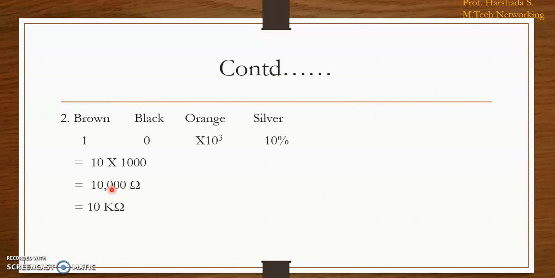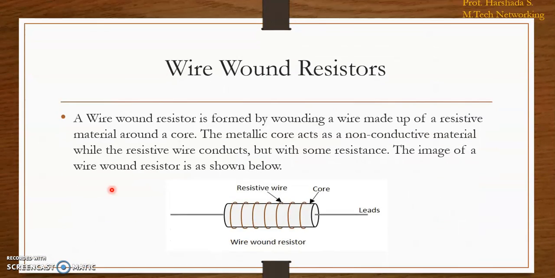So you have to solve this type of example from your textbook. Solve the given examples in your textbook as homework. If you have any doubt regarding this color coding or the color coding resistor, then contact me on my WhatsApp number.